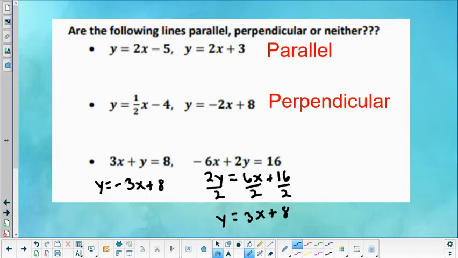So looking at our slopes, we have negative 3 and 3. Is 3 the opposite reciprocal of negative 3? No. Is it the same as negative 3? No. So this one is one of the ones that are neither. Just because the sign is different does not make it perpendicular. It has to be the reciprocal as well.